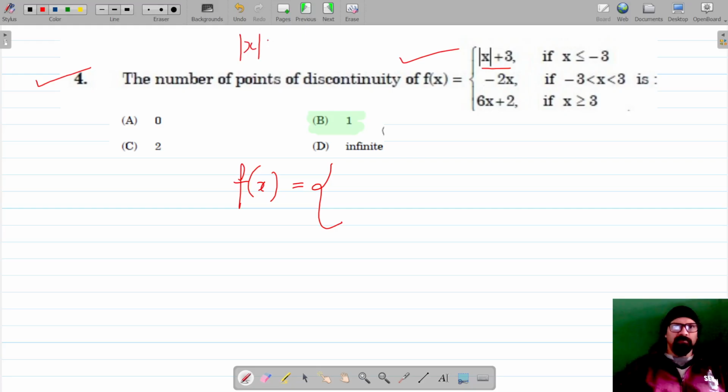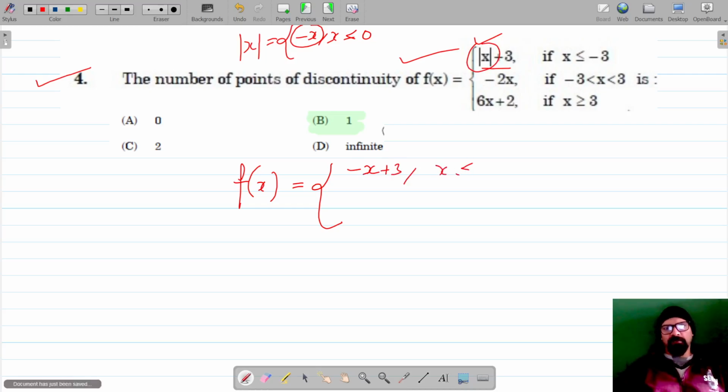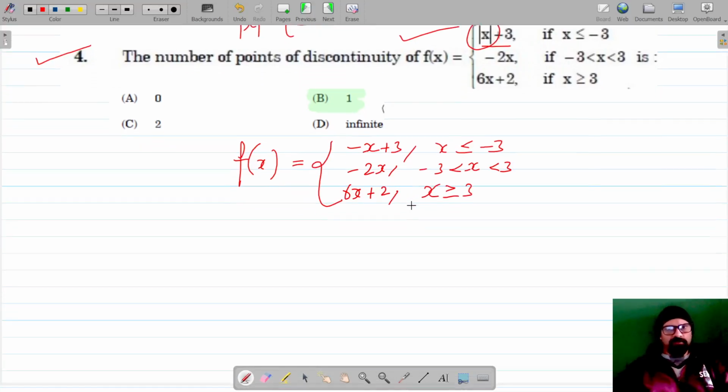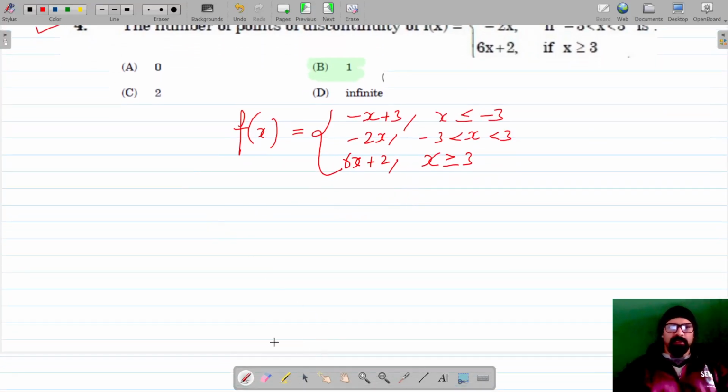And we know that for the modulus function, when x is less than or equal to 0, the value is negative x. So here x is less than or equal to minus 3, so this is negative x. So this can be written as negative x plus 3 when x is less than or equal to negative 3. Okay, for the second value of the function, that is minus 2x, this is when x is greater than minus 3 but less than 3, and 6x plus 2 when x is greater than or equal to 3.